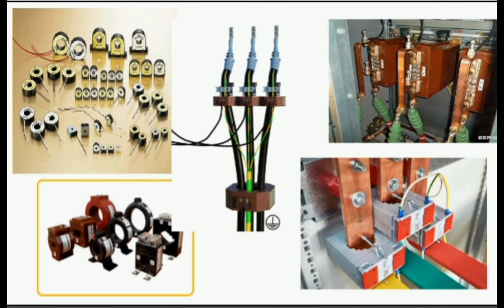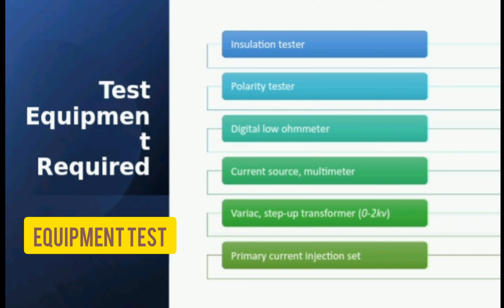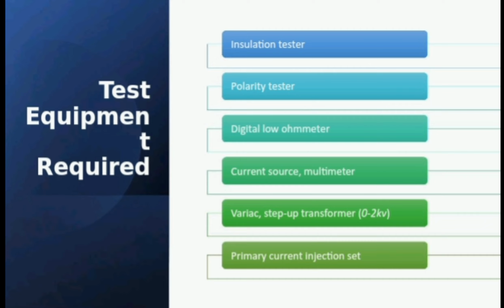So these are all examples, guys. As you can see, all the CTs, the current transformer examples, you can see in the view. They have different CTs showing on your screen. Okay, so what is the test equipment required? We need an insulation resistance tester, polarity tester, digital low ohmmeter, current source, multimeter, variac, step-up transformer 0 to 2 kV, and primary current injection set.